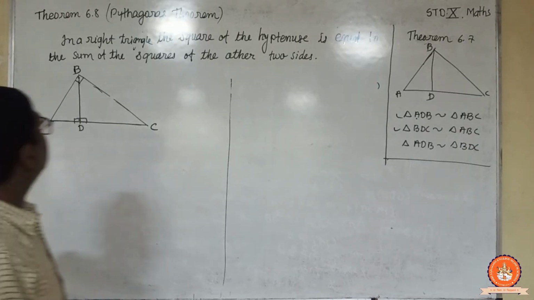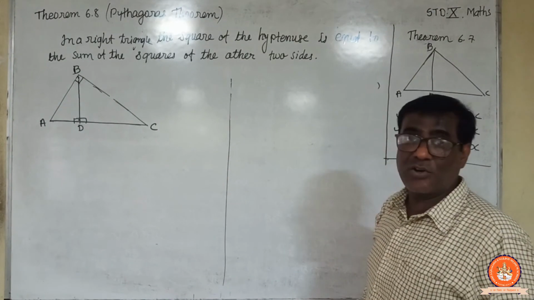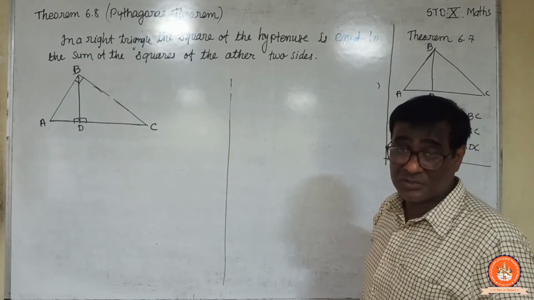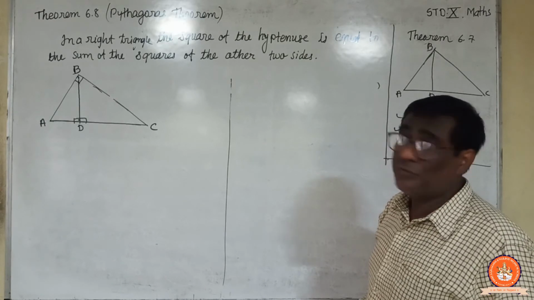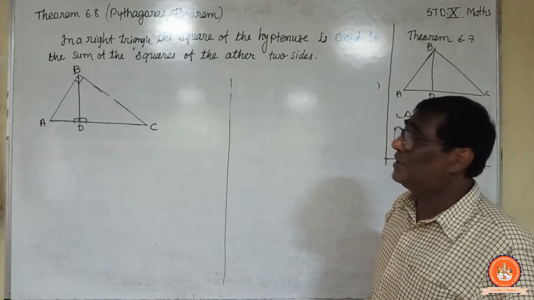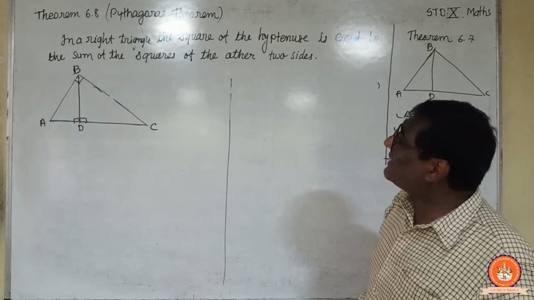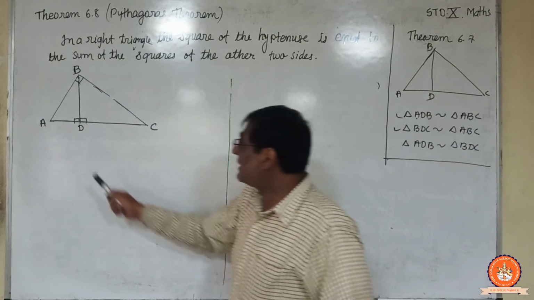Now theorem number 6.8, Pythagoras theorem. The Pythagoras theorem is very popular among the students. And we have been using the result of Pythagoras theorem since standard 8. Okay, so in a right triangle, look at it, this is a right triangle.